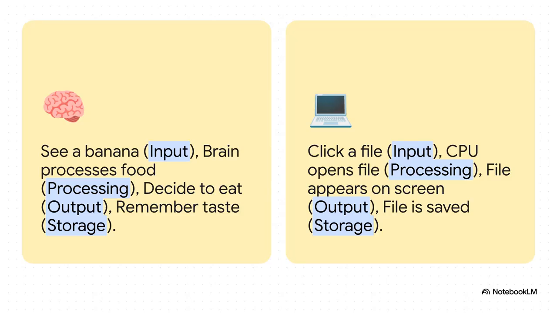Let's make this brain analogy really stick. Okay, for us humans, seeing a banana is input. Our brain processes that and recognizes, hey, that's food. The decision to actually eat it, that's the output. And remembering that, yeah, you like bananas, that's storage. Now look at the computer. You click on a file, that's input. The computer's brain, the CPU, processes that command to open it. The file popping up on your screen, that's your output. And the fact that the file is saved and ready for you tomorrow, that's storage. See? It's the exact same 4-step dance.